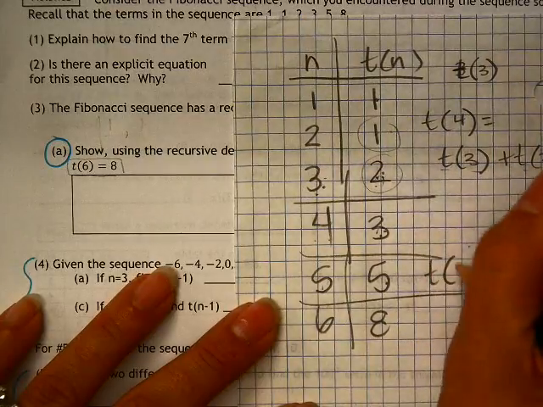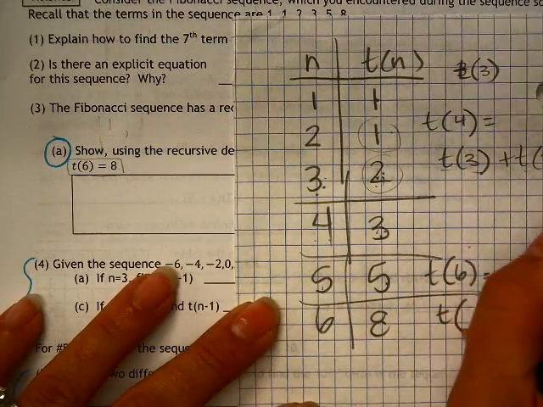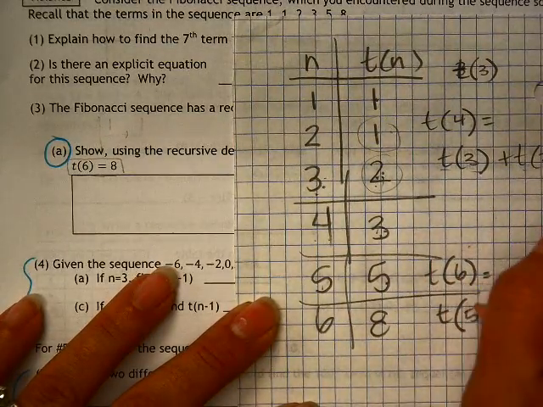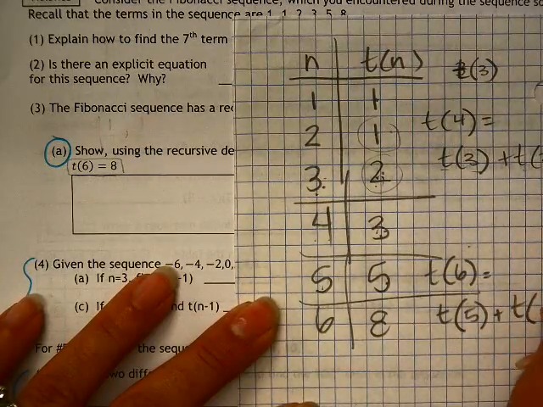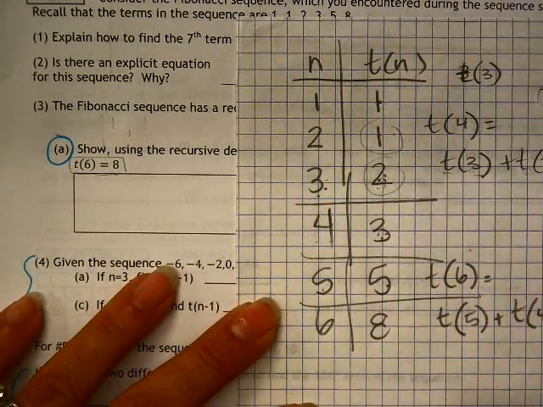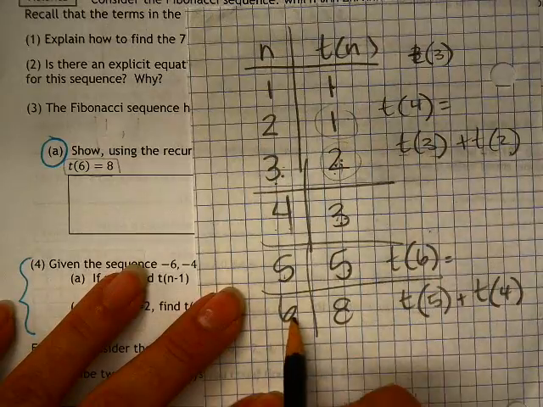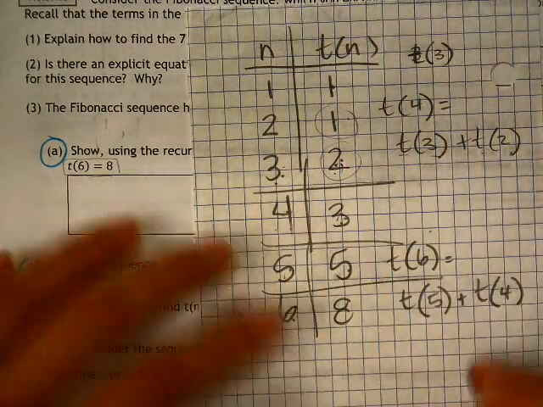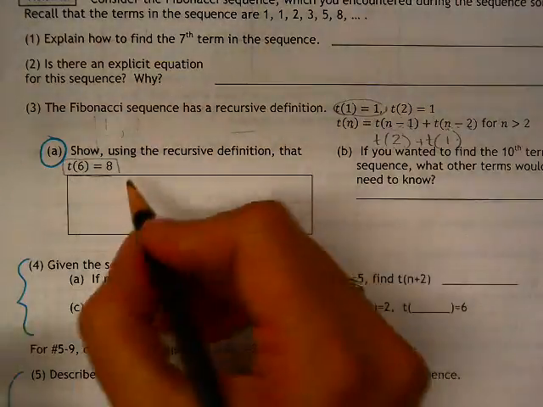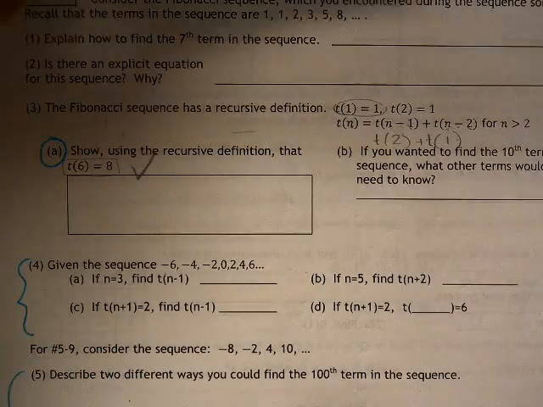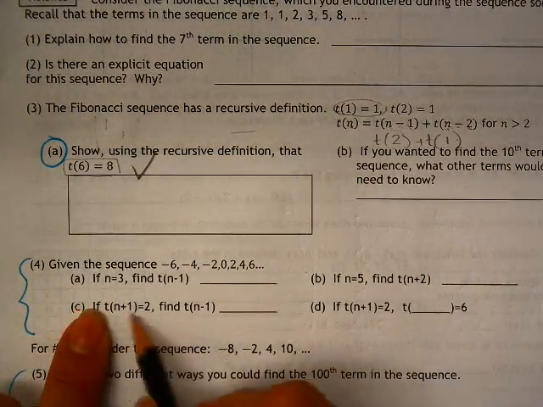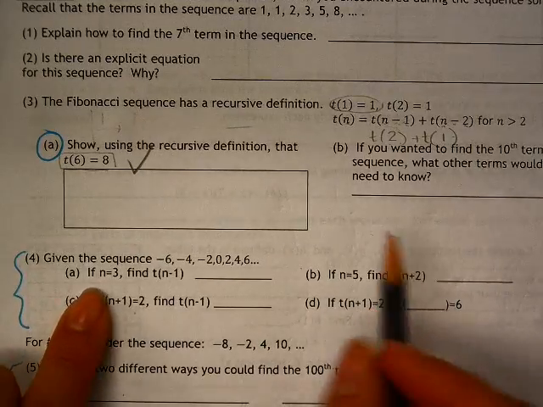So again, t of 6 is equal to t of 6 minus 1 plus t of 6 minus 2. To find the sixth term, I need to add the fifth term and the fourth term. Okay, so that does indeed work. Let's go ahead and look at this one here. This is just about the notation and what it means.